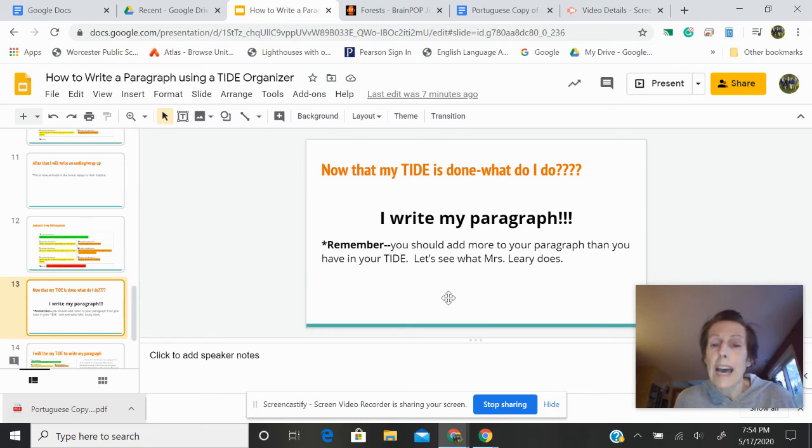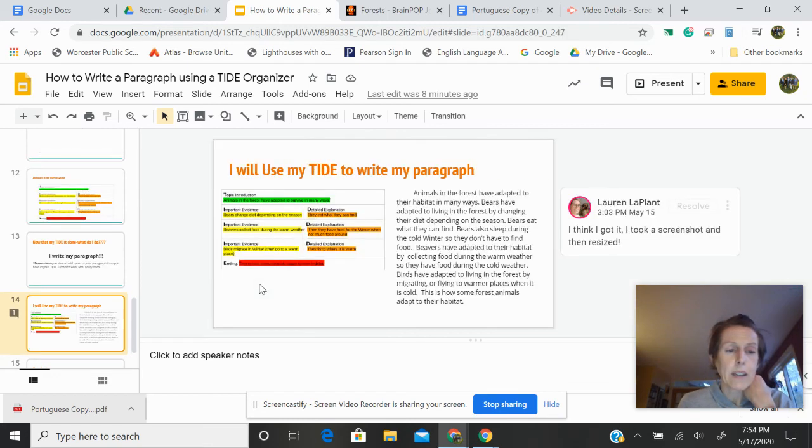Remember, you should add more to your paragraph than you have in your tide. Your tide is just an organizer. It just has your ideas. It doesn't have complete sentences, and it doesn't fully develop all of your ideas. So let's see what Mrs. Leary does here. So I have my tide here on the left, and this is the paragraph I wrote using my tide organizer.